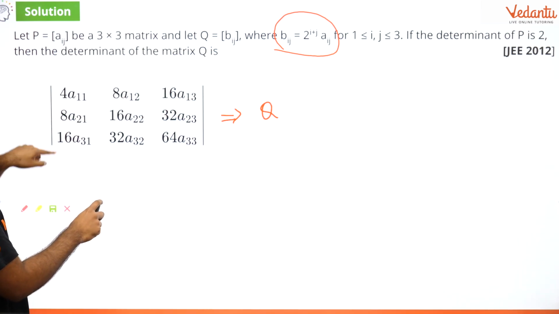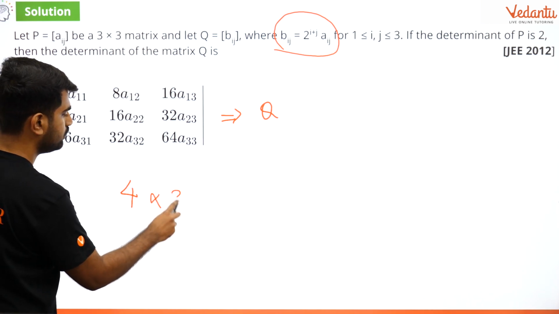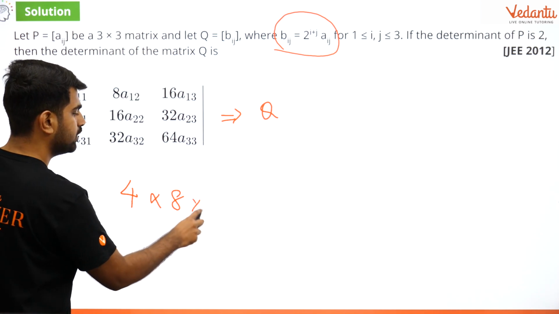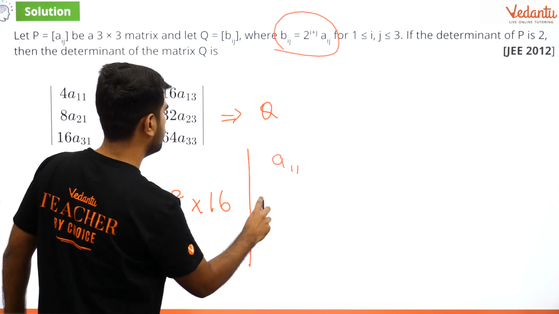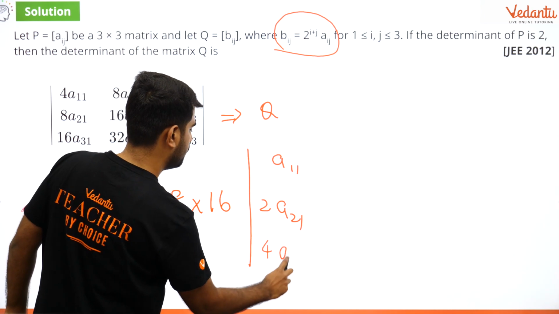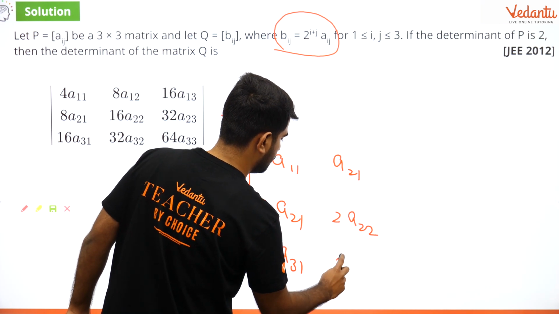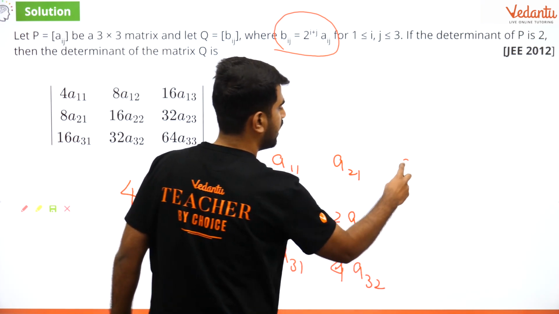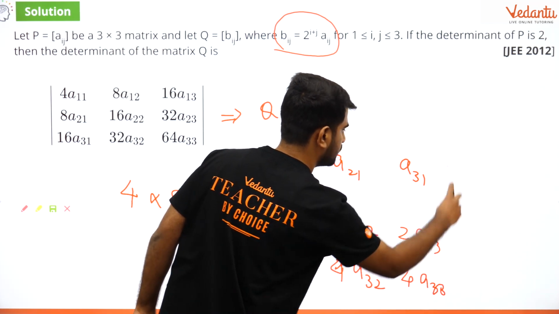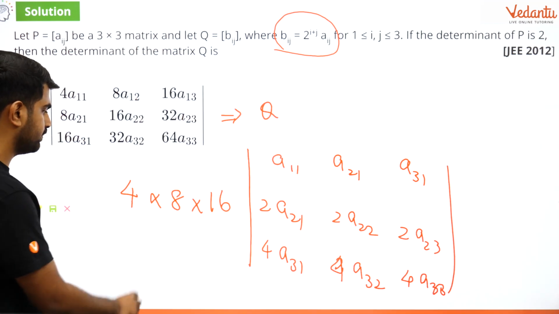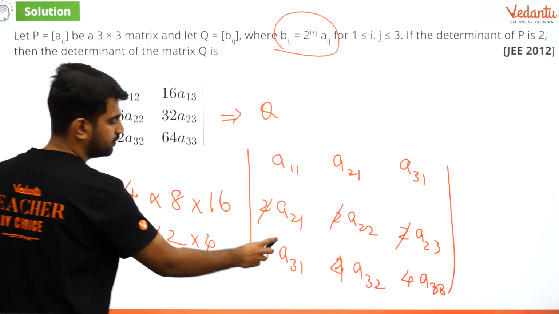In the first column, 4 is common. In the second column, 8 is common. In the third column, you have 16 as common. So now, what am I left with? I am left with A11, 2A21, 4A31, A21, 2A22, 4A32, and then you have A31, 2A23, 4A33. So now guys, can I take 2 common and cancel out these 2? And can I take 4 common from the last one?